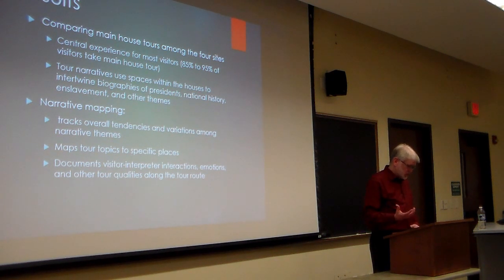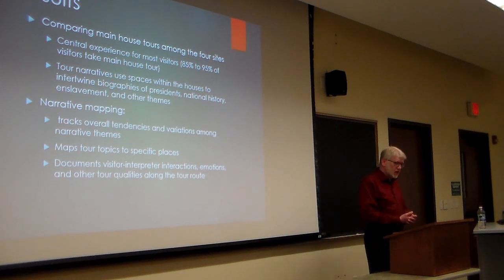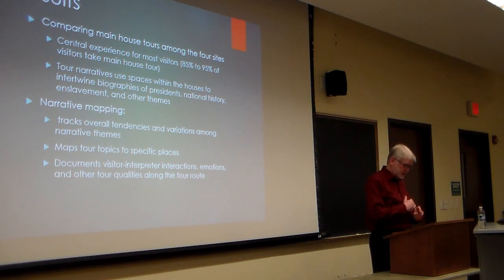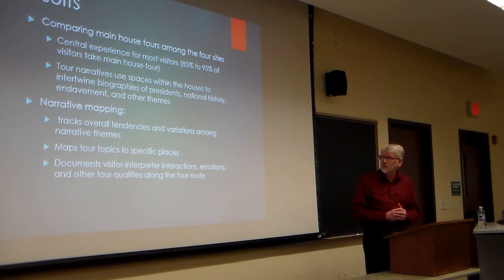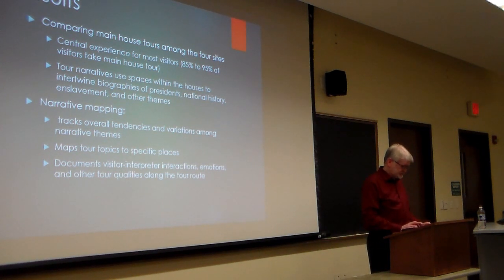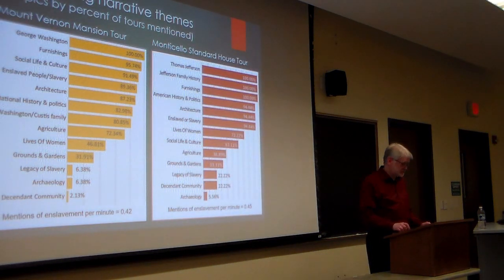As our narrative mapping results will indicate, the narratives emerging from each tour usually wove episodes from the president's personal biography, maybe a little bit about their family history, with their contributions to the founding of the United States, and some other themes, and usually at least a mention of enslavement. All right, so here are the graphs.